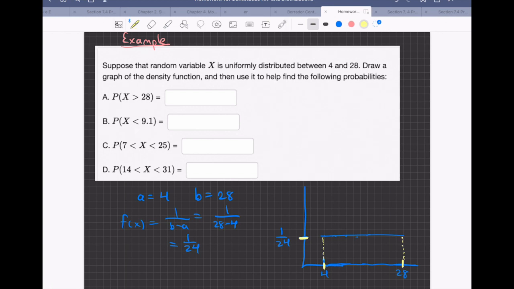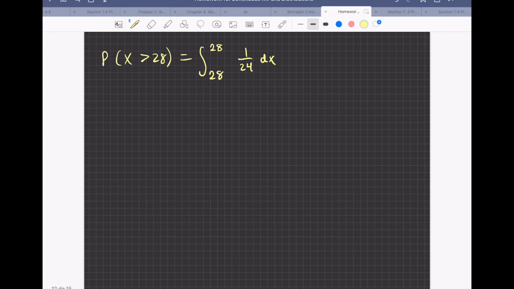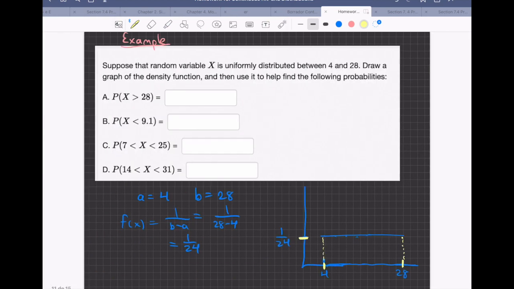But in this case, what did I say before? That this integral is only what? When you have the same point in the lower limit and the upper limit, this integral is automatically 0. So we cannot observe a value greater than 28 for this continuous random variable. So the answer here is 0.